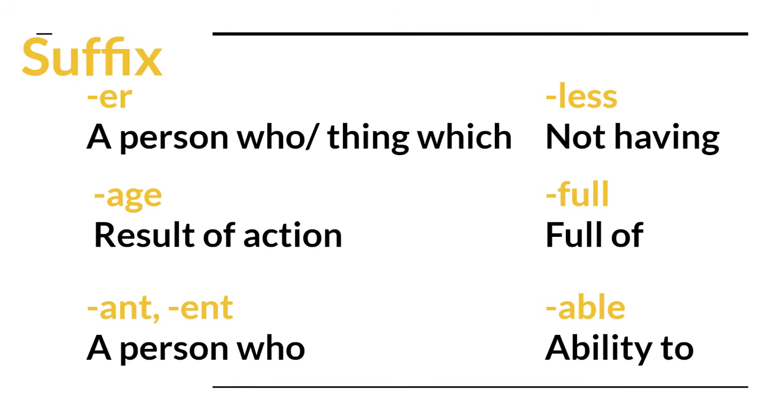Next one, ability to. The suffix would be able. For example, I am unable, meaning I can't do it. Teacher, I'm unable to do the homework because I am friendless. Good luck. Alright guys, so that's the end of the lesson. Let's just do a review. It's really easy.